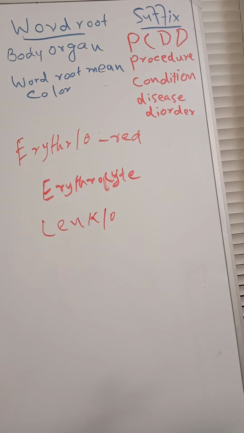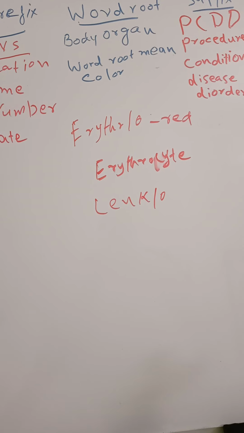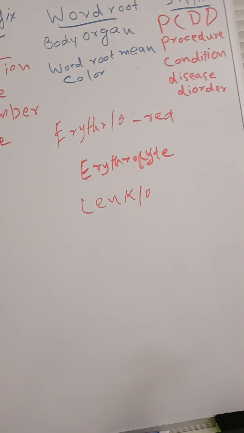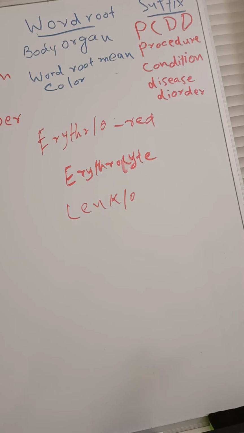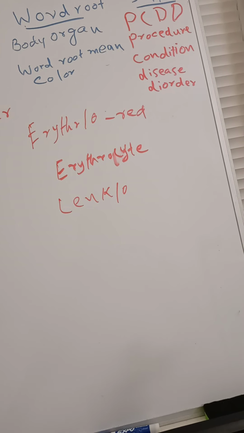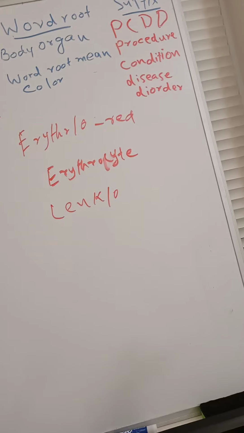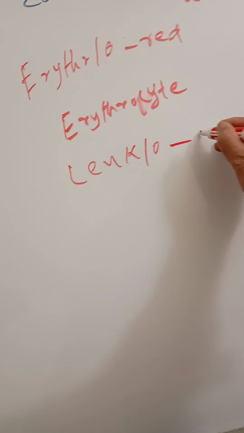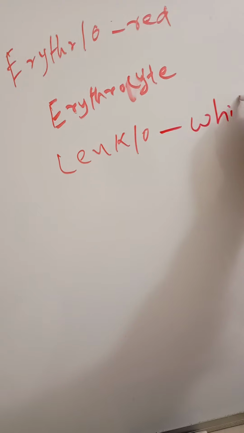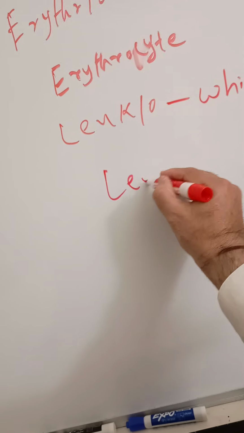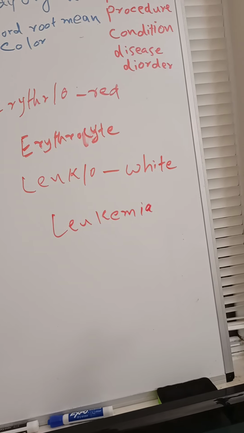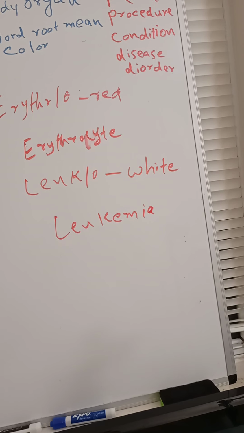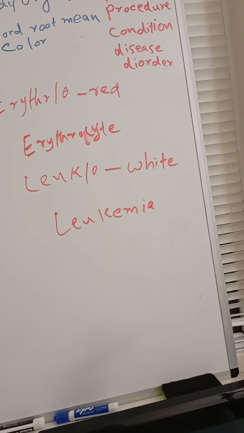Erythr means red, and erythrocyte is the technical name for red blood cell. Next word root is leuc. Leuc means white, and you are familiar with leukemia. Leuc is white and emia is blood condition.